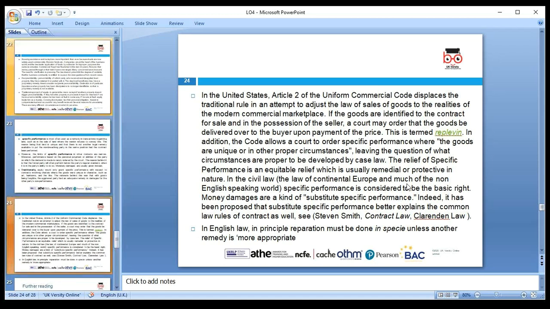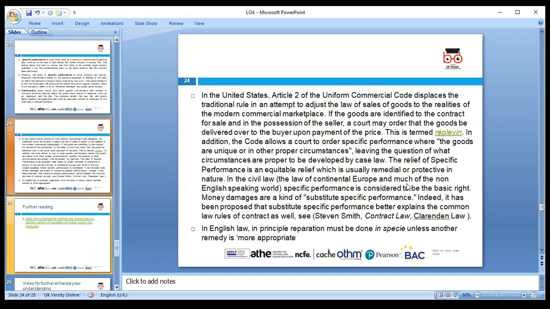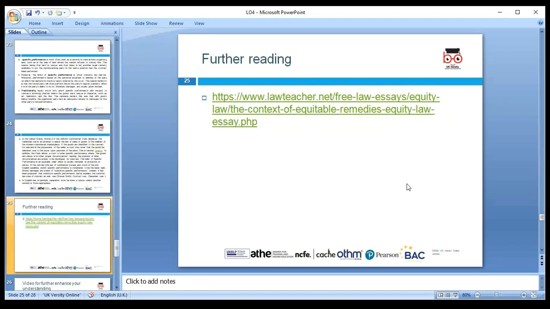There are case laws, and of course in the United States it is slightly different. When we look at the English law principle, specific performance must be granted unless another remedy is more appropriate. We discussed the types of remedies, and your topic is about remedies and tracing.